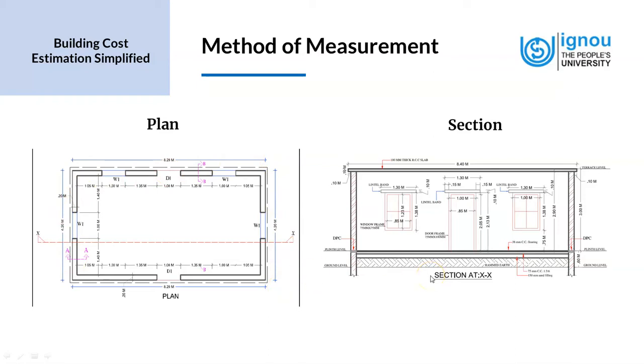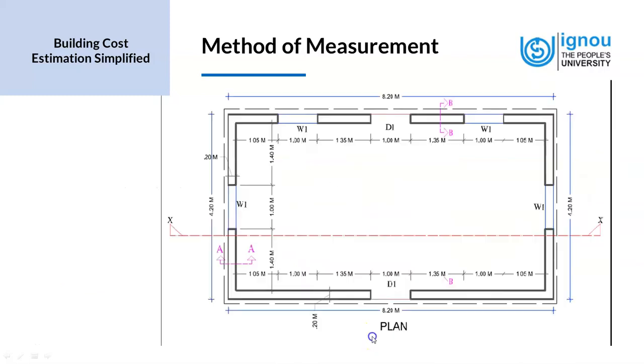Now when we come to the section, we get the idea of the height of the building and the height of the various windows and doors. These are also information that we get from the section.